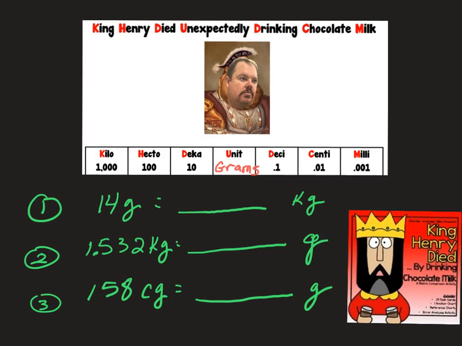Good morning, everybody. Today we're going to be converting metric units of weight. And in the metric system, the base unit for weight is grams. So under the base unit, you'll see grams.